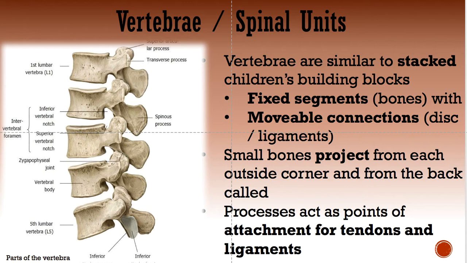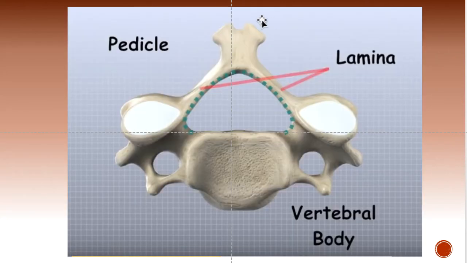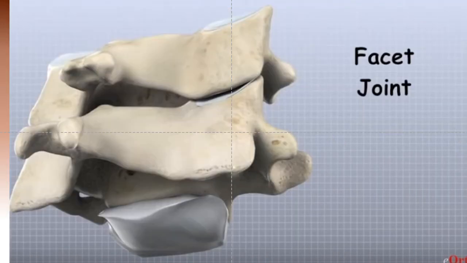Small bones project from the back and the outside corners of your spinal vertebrae. These processes act as anchorage points for your tendons and your ligaments. And here you can see a cross section of the spine, and your spinal canal is in the center here, and your nerves would run through that. And then this is the area where your spinal disc would sit on top of. And here's a cross-sectional area of your facet joints.